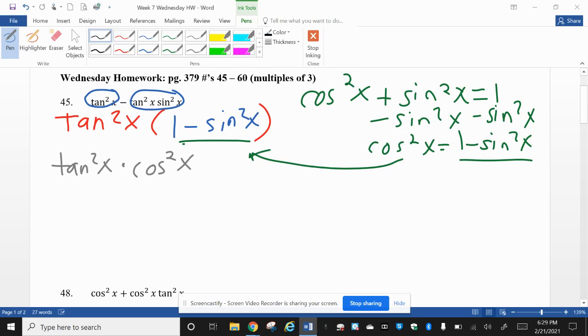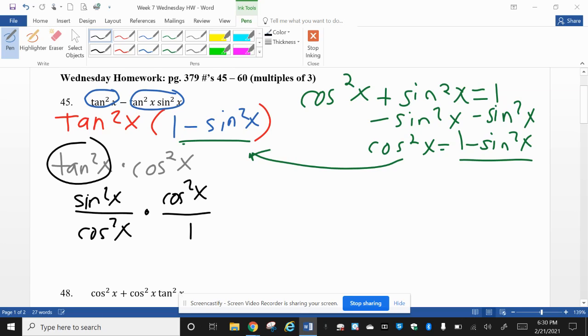Then we're going to convert everything into sine and cosine. So tangent squared of x is the same thing as sine squared of x over cosine squared of x times the cosine squared of x that was already there. We can put that over 1. The two fractions are being multiplied, so we can cancel top, bottom, and diagonally. So then the final answer will just be sine squared of x. Final answer.